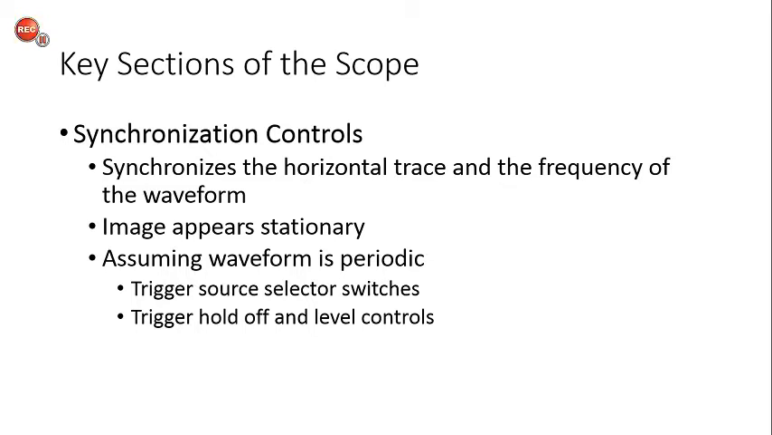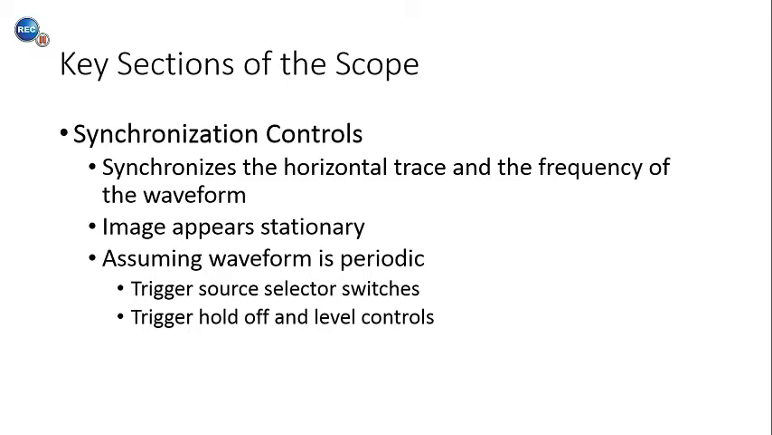And then this causes the image to appear stationary on the screen. The electron beam will trace out the same pattern on the screen over and over again, and we just see a stationary image on the screen when that happens. So this assumes that the waveform is periodic.